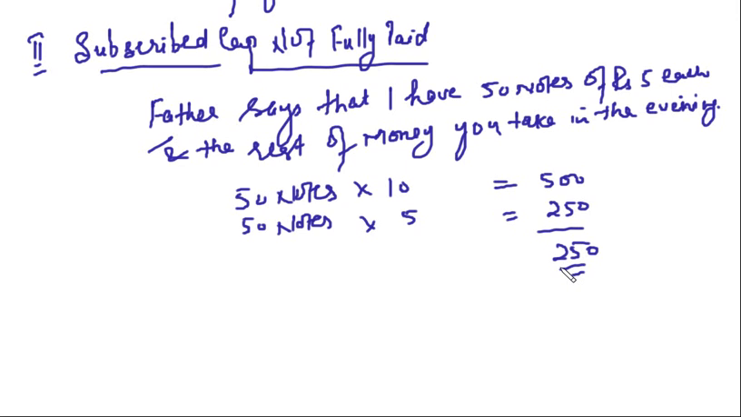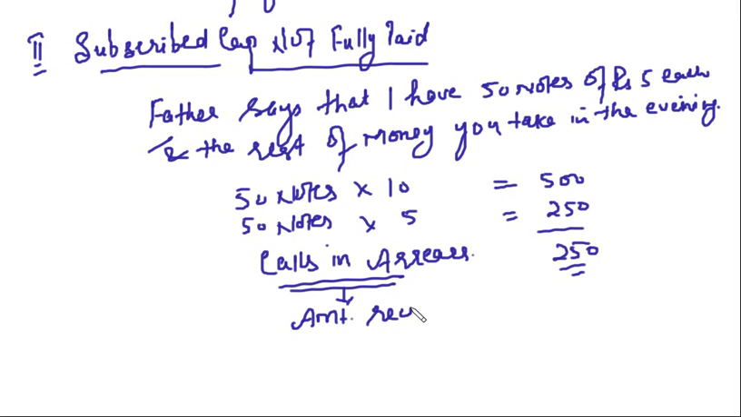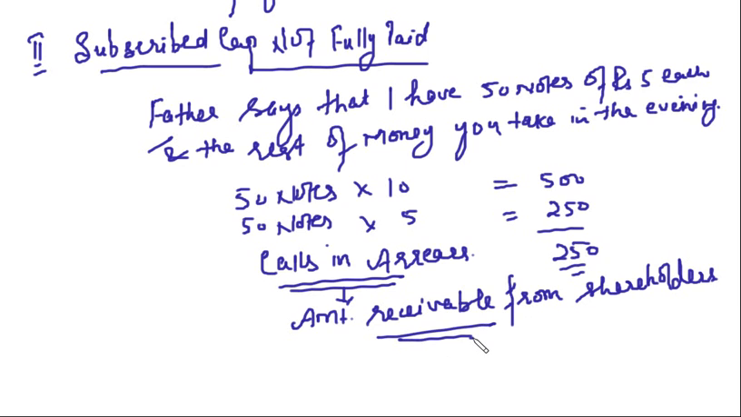You asked for rupees 10 and he paid you rupees 5. This is subscribed capital not fully paid up. That means you called for 10 but they paid 5, not fully paid. This amount of rupees 250 is what we call calls in arrears. That means these calls are still receivable. This is amount receivable from shareholders. Clear, friends? This much is clear.